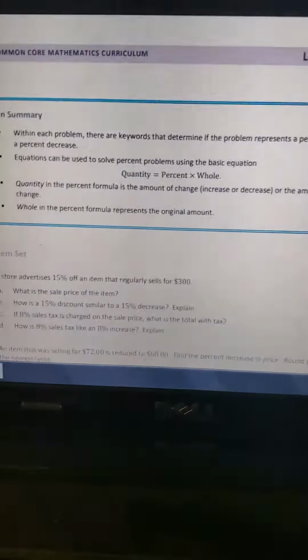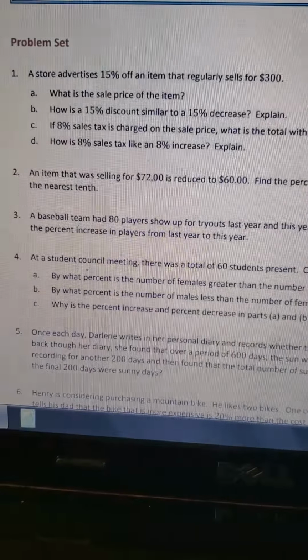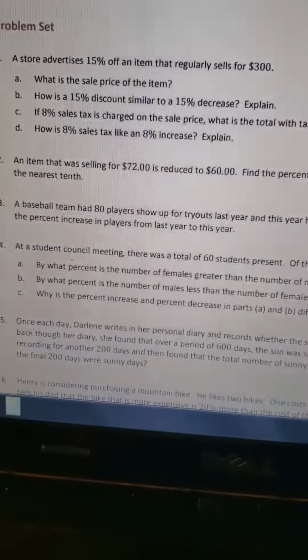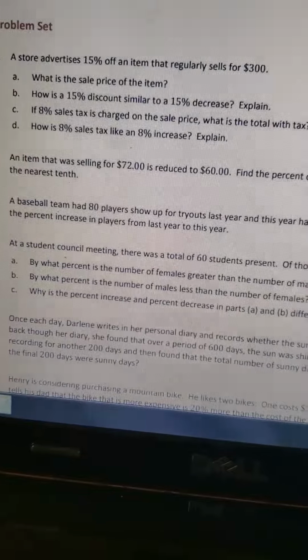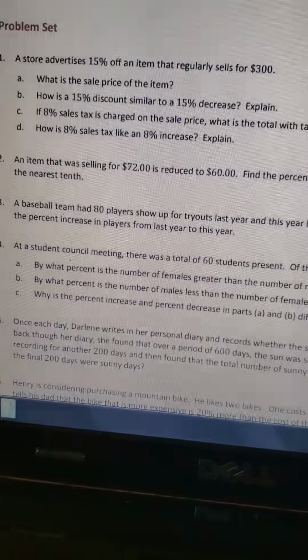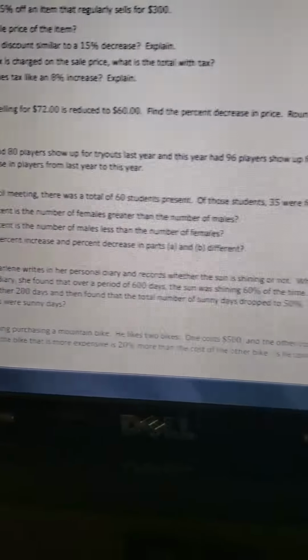Okay. So let's quickly go over the assignment and then we are finished for today. Okay, so for these, question number 1 says store advertises 50% off an item that is regularly $300. So pay attention. What is the discount and how much you pay are 2 totally different things. 15% off. Okay, an item that was selling for $72 is reduced to $60. Find the percent of the decrease.